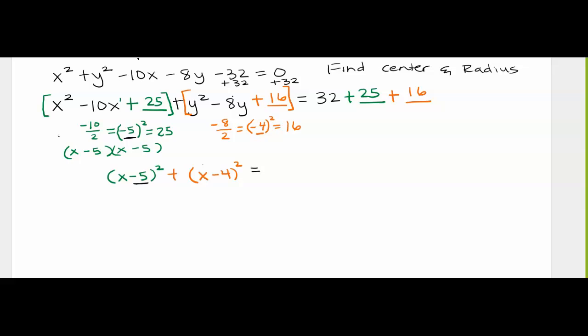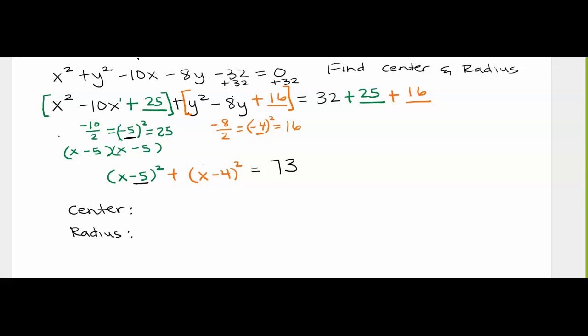And now on the other side, we need to add those all up to see what we come up with there. Let's get the numbers right here. 32 added to 25 added to 16 is going to give us 73. And now we can write this down because it wants us to find the center and the radius. Now that it's in that form, we can do that.